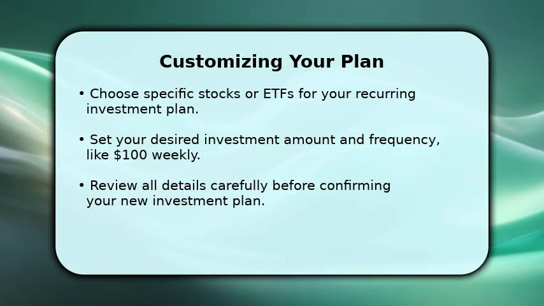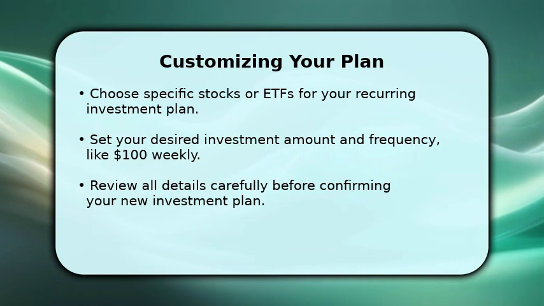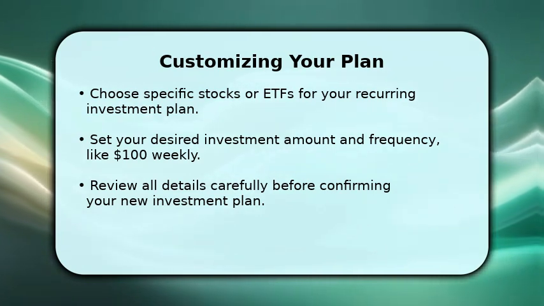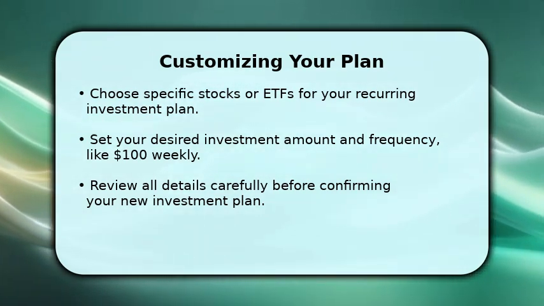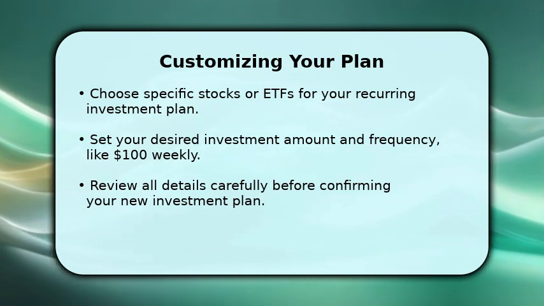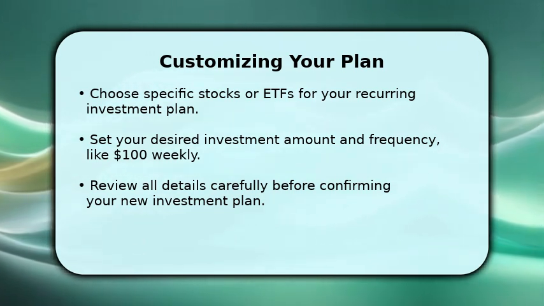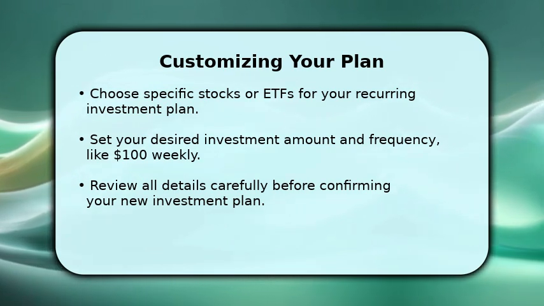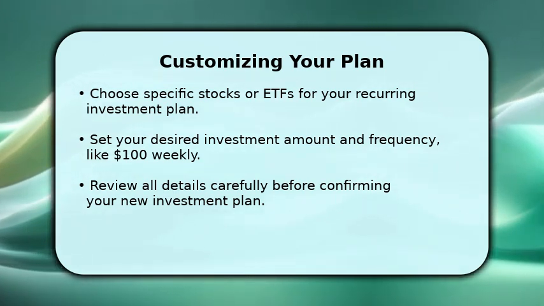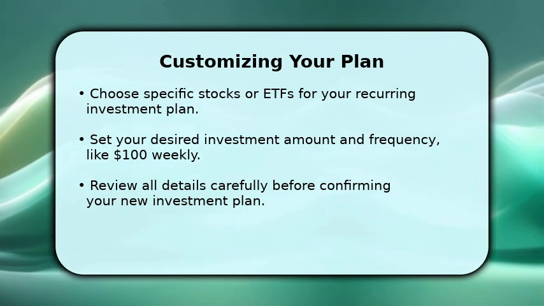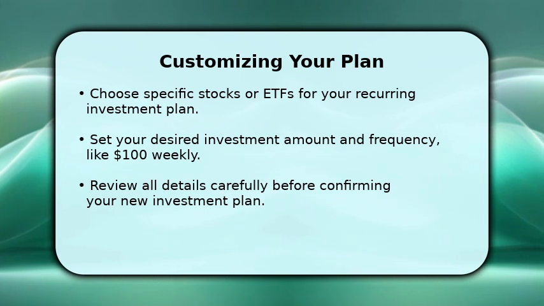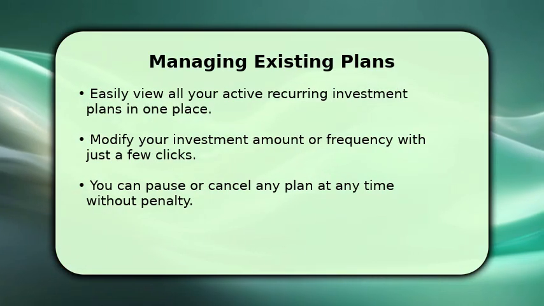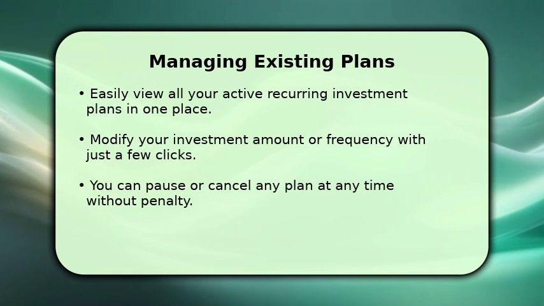Once you're in the Recurring Investments section, you'll select the specific stocks or exchange-traded funds you wish to include. Next, define your investment amount, perhaps $50 or $200, and choose the frequency, such as weekly, bi-weekly, or monthly. Always take a moment to review all the parameters to ensure they align with your financial goals before confirming your new plan. Interactive Brokers makes managing your recurring investments simple.